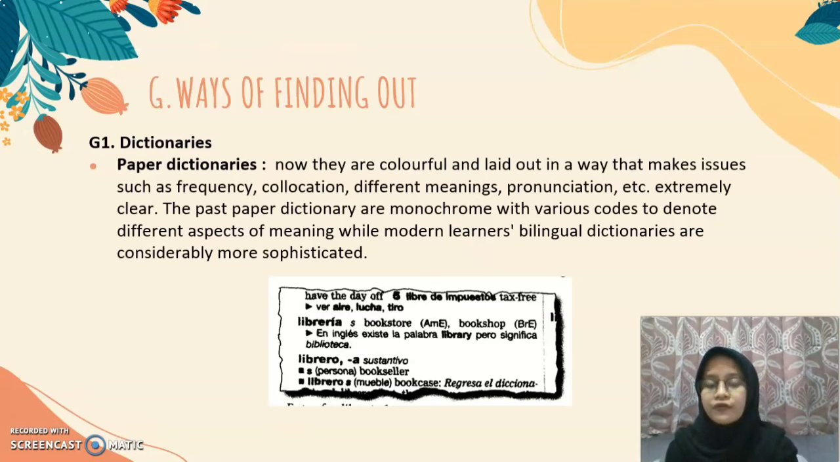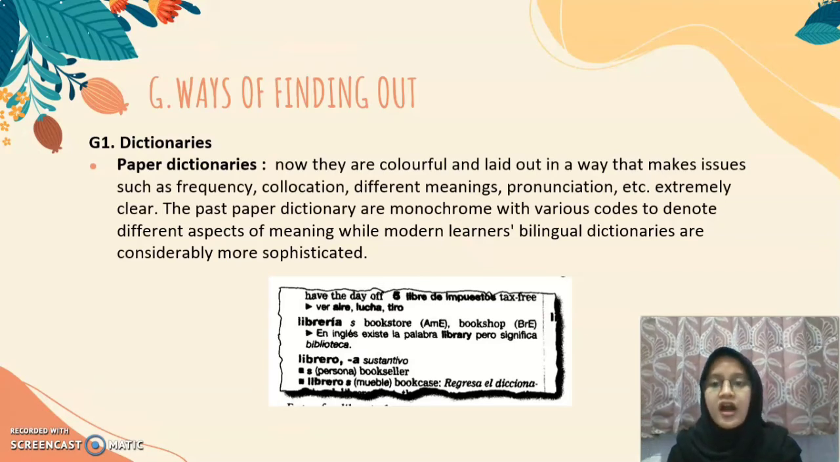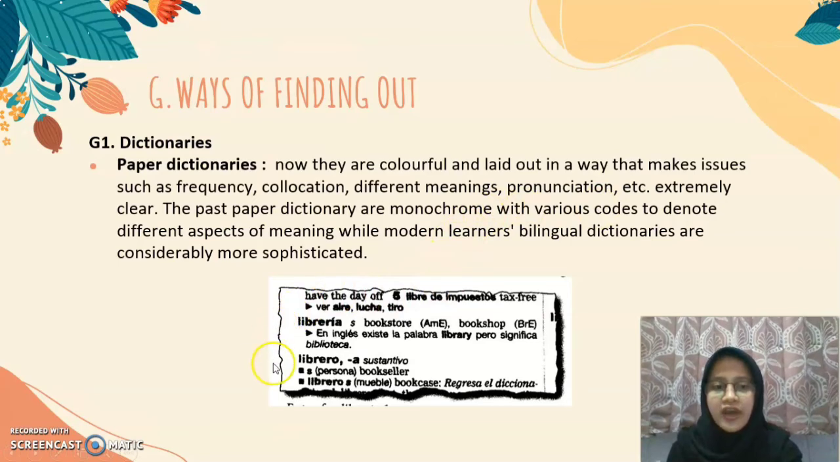Now they are colorful and laid out in a way that makes issues such as frequency, collocation, different meanings, pronunciation, and so on extremely clear. The past paper dictionaries were monochrome with various codes to denote different aspects of meaning, while modern learners' bilingual dictionaries are considerably more sophisticated. We can take a look at this picture.